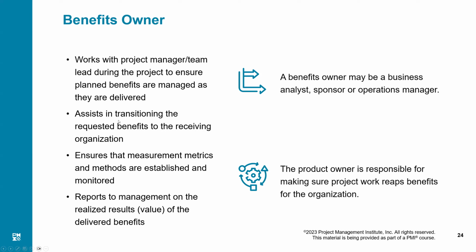They assist in transitioning the requested benefits to the receiving organization. Ensures the measurement metrics and methods are established. Reports to the management on the realized benefits or value of delivered benefits. In predictive, a benefit owner may be a business analyst, sponsor, or operations manager. In agile, the product owner is responsible for making sure project work reaps benefits for the organization.